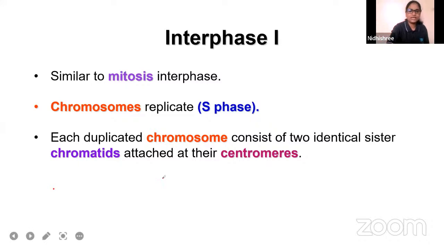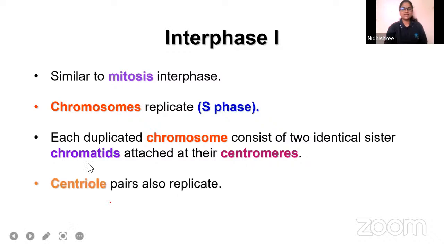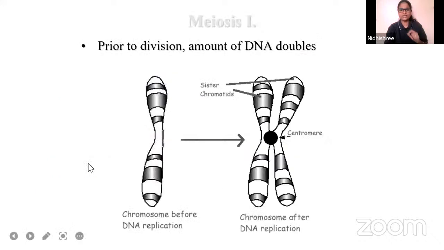So duplication happens like this. Centromere and the chromatids will be attached. Okay. Next, centriole pairs also replicate. When do centrioles replicate? In interphase 1. So in meiosis 1, prior to division the amount of DNA doubles. See, before interphase 1 it was like this, after S phase you will get like this. So now the chromosome is ready like this, which will enter prophase 1 now.